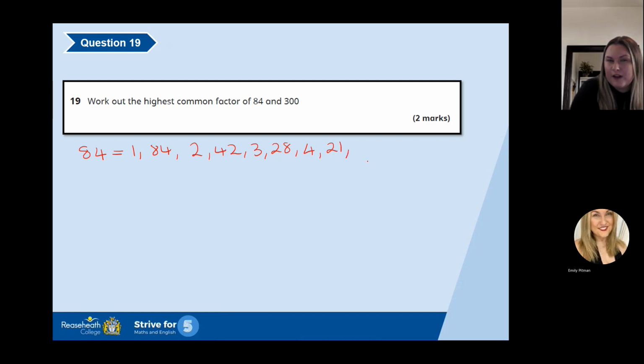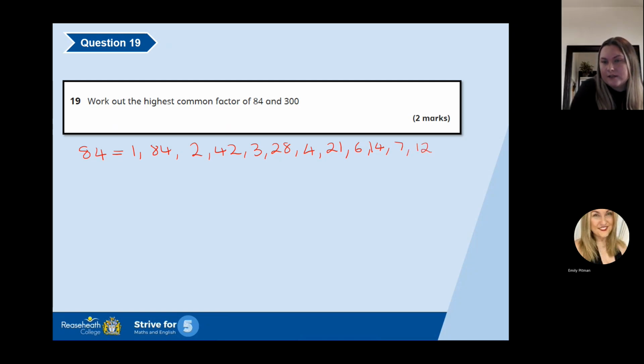Then I'm going to see if 5 goes into it. Well, no, 5 doesn't go into it because it ends in 4, not a 5 or a 0. So I'm going to try 6. So 84 divided by 6 is 14. So I've got 6 and 14. And then I'm going to divide it by 7. So 84 divided by 7 is 12.